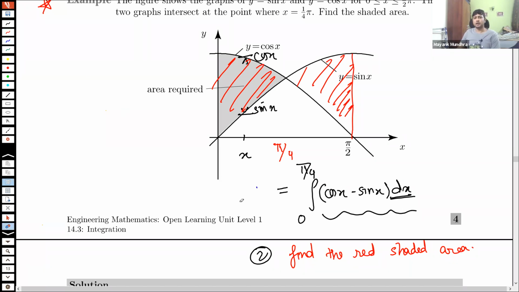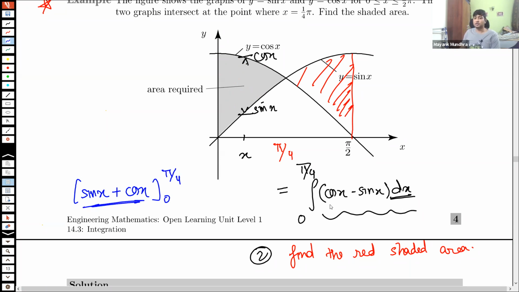So this first region, this black shaded region, is the integration of cos x minus sin x going from 0 to pi by 4. I know that the integration of cos x is sin x, and the integration of negative sin x is cos x, going from 0 to pi by 4. Right? You can differentiate this: when you differentiate sin x plus cos x, you get cos x minus sin x.